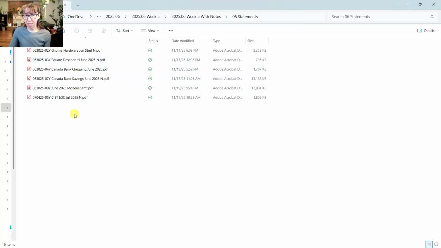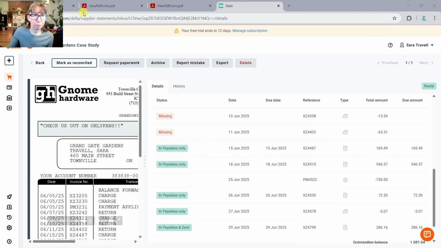Looking at the rest of these statements in the statements folder, the Square dashboard and the Moneris statement will help us reconcile the POS clearing account and the Square clearing account. Then the other statements here are the Canada Bank checking, savings, and line of credit. Before we get to those, we need to go back to QBO and make sure that we've cleared the bank feeds for the week. So let's go back to QBO.